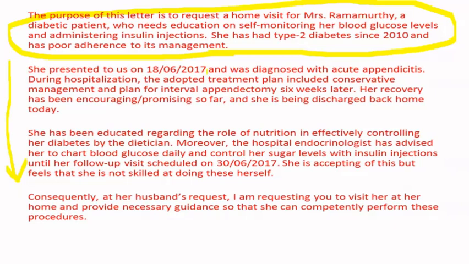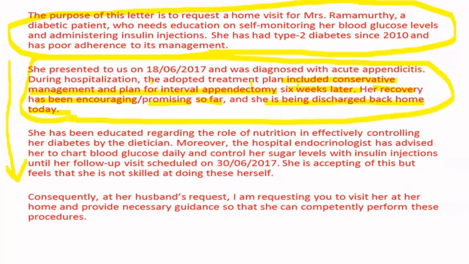She presented to us on this day and was diagnosed with acute appendicitis. During hospitalization, the adopted treatment plan included conservative management and plan for interval appendectomy 6 weeks later. Her recovery has been encouraging or promising, whichever you want to write. Okay, so far that means she is making a good progress and she is being discharged back home today. All right, so this is an information about her present situation, right? So she is in this condition now.